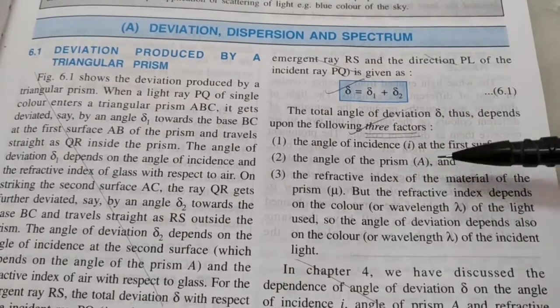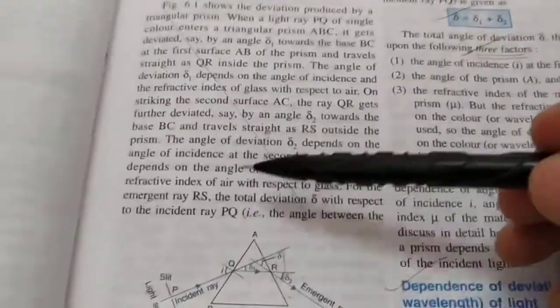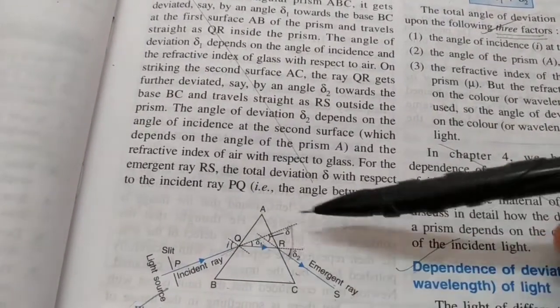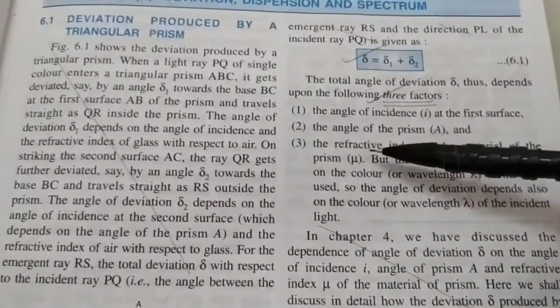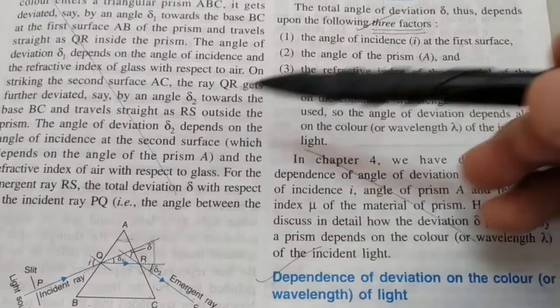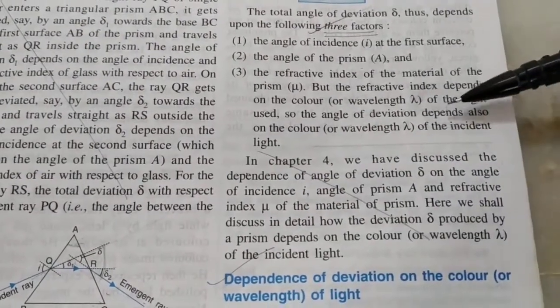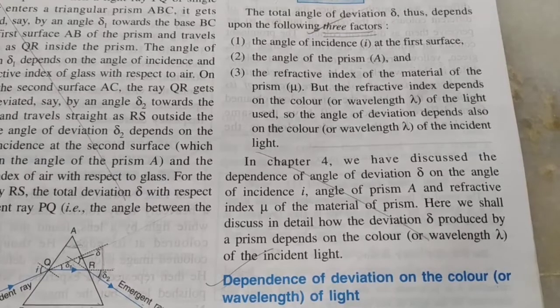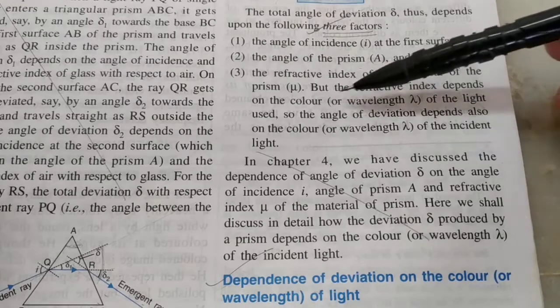It depends on the angle of incidence at the first surface. The angle of incidence at the first surface will decide the total deviation. Secondly, it depends on the angle of the prism, that is this vertex angle on top. And it also depends on the refractive index of the material of the prism. Diamond would deviate light differently compared to water or glass. This also means that the deviation depends on the wavelength of light or the color of light.